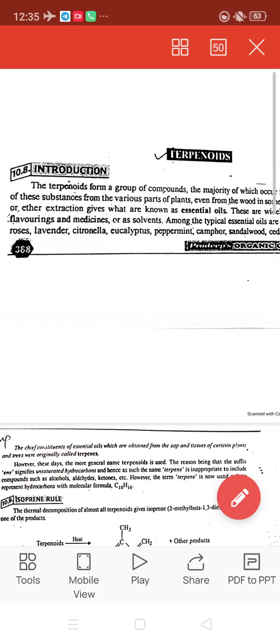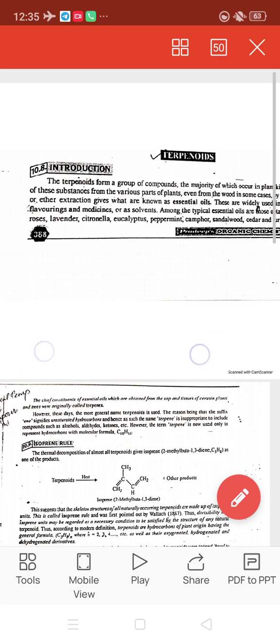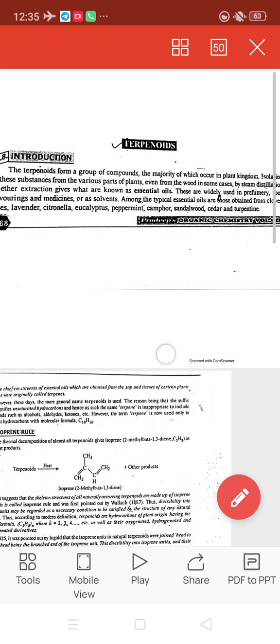Today's topic is terpenoids of organic chemistry. 10.8 Introduction. The terpenoids form a group of compounds, the majority of which occur in the plant kingdom.